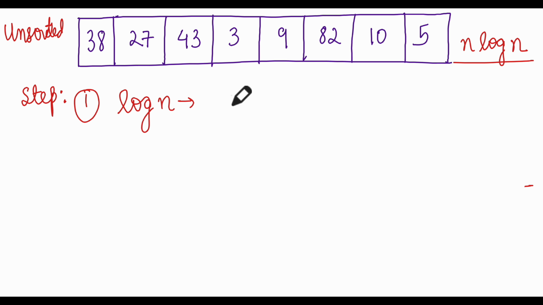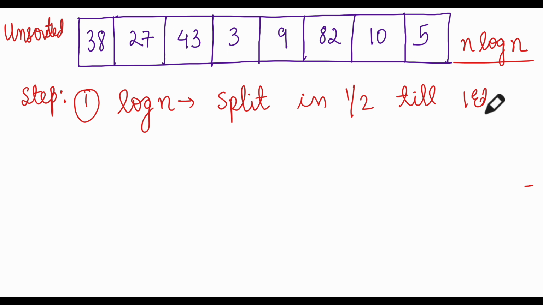We split data into half again and again till we reduce the list into individual lists of one element each. So split your given list into half till you achieve lists of one element each. So for example, in this particular case, let's say you have to split this. So what will you do?